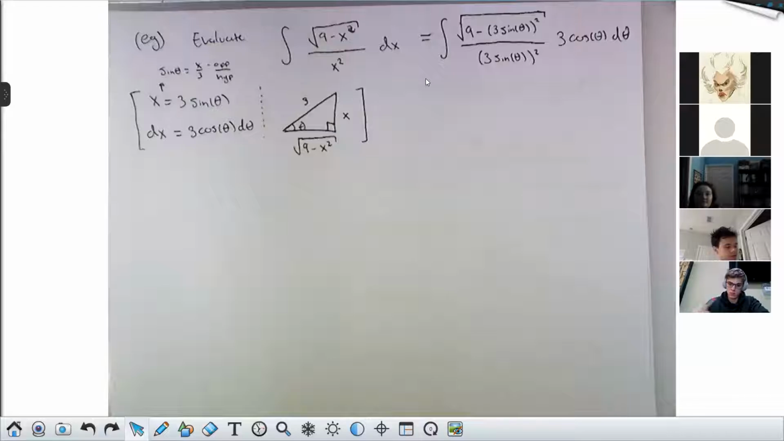So that's the integral with the substitution plugged in. And although it might not look like it at this stage, this is an improvement. Things are getting better here. Any questions about where any of these pieces are coming from?